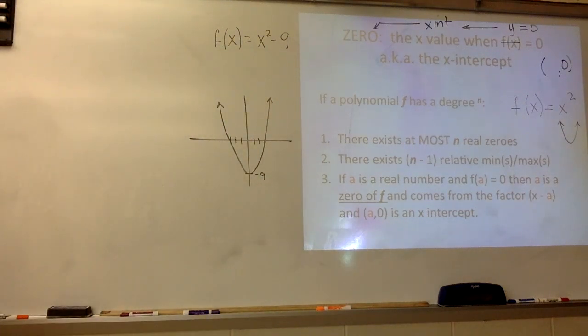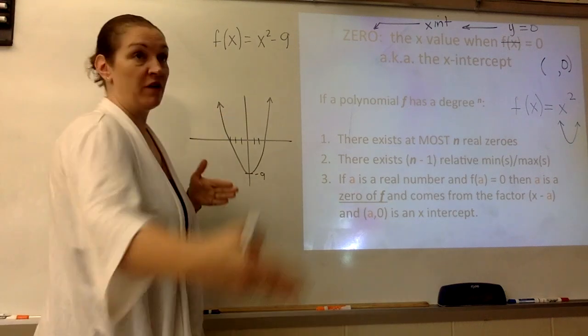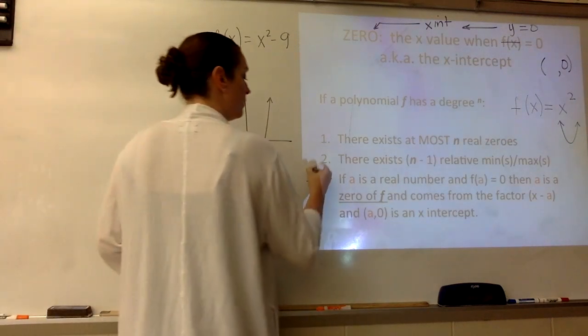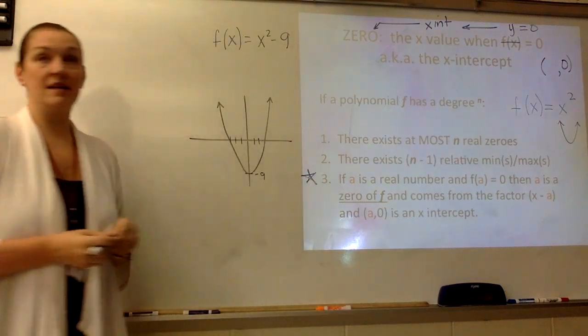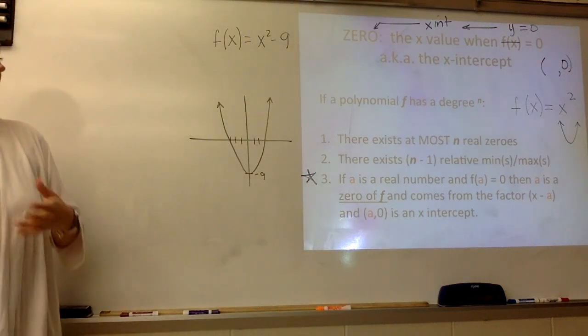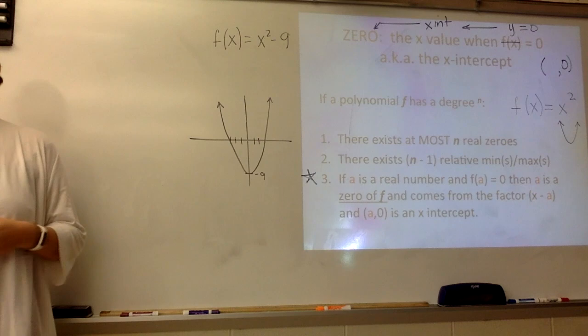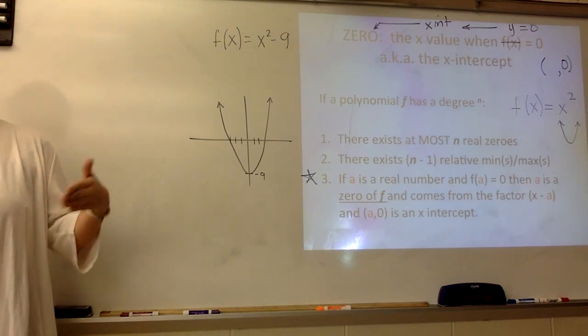Okay. Part 3 is the most important new information, definition-wise, in this lesson, moving forward to do everything else in the lesson. Okay? So we really need to understand what this says. Okay? And here's what it says. If a is a real number, and f of a equals 0.